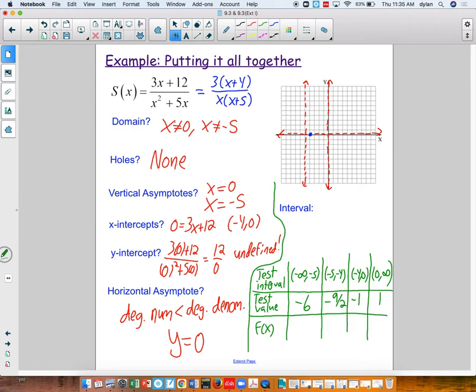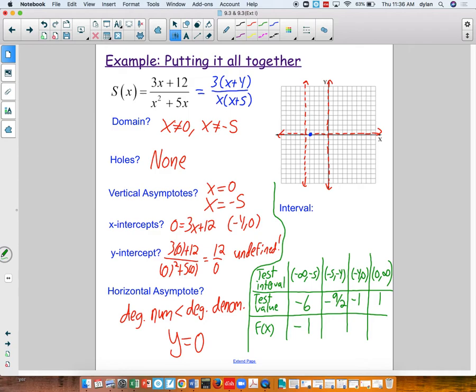So for example, if I put in negative 6, I would probably put it into the factored version. So I would have 3 times negative 2, which is negative 6, divided by negative 6 times negative 6 plus 5, which is negative 1. Negative 6 times negative 1 is just 6. So I would have negative 6 over 6. In other words, I would have negative 1. And you can plug this in for each one of these.